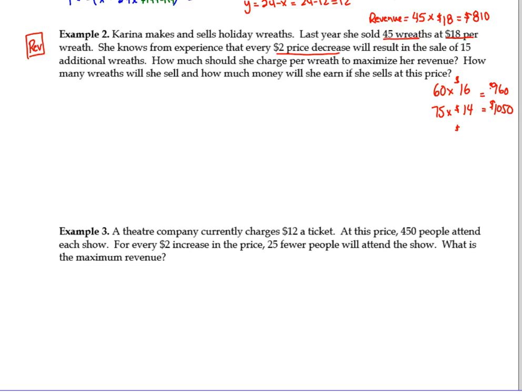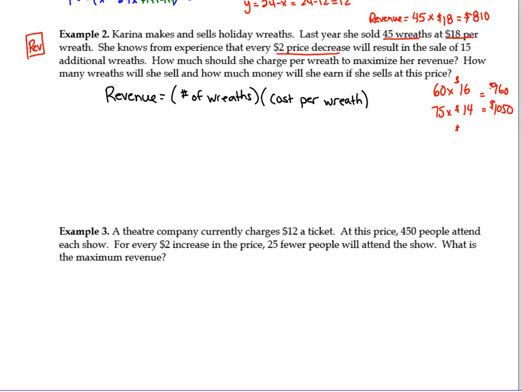Okay? So would you agree that revenue, in this case, is equal to the number of wreaths she sells times the cost per wreath? That's what we're doing, right? 60 times $16. 60 was the number of wreaths. $16 was the cost per wreath. That gave me my revenue.